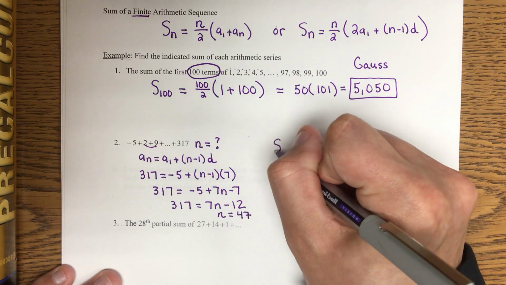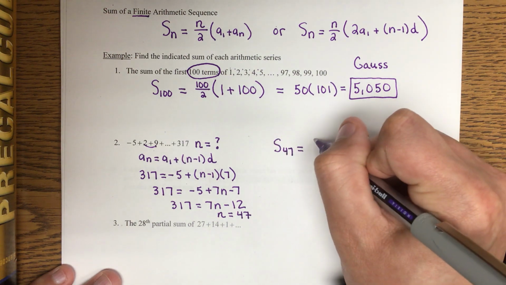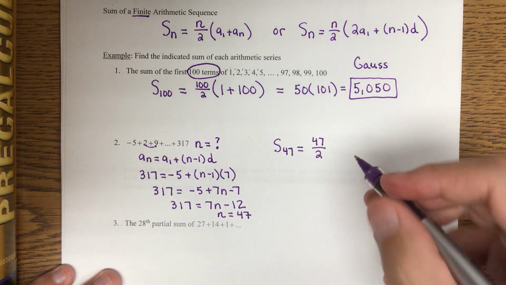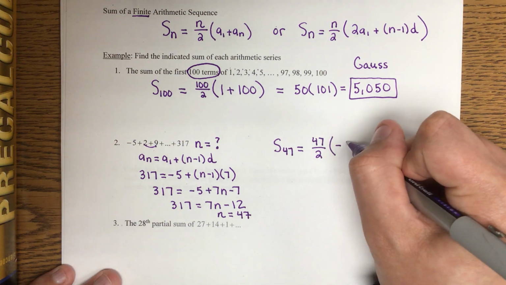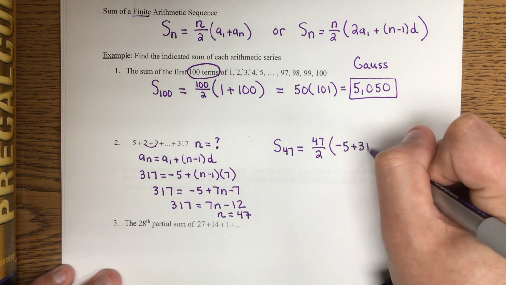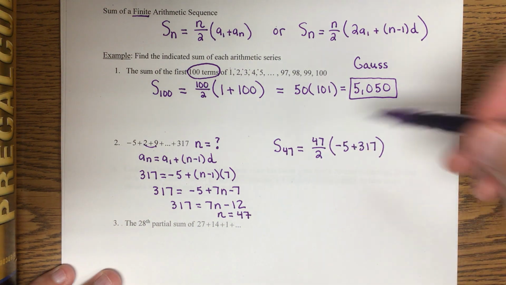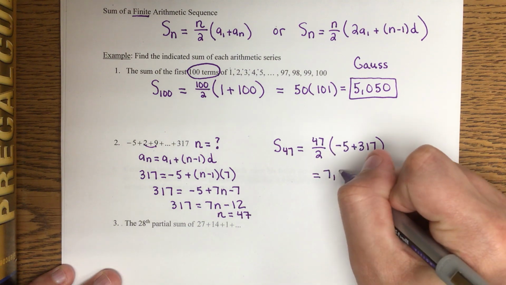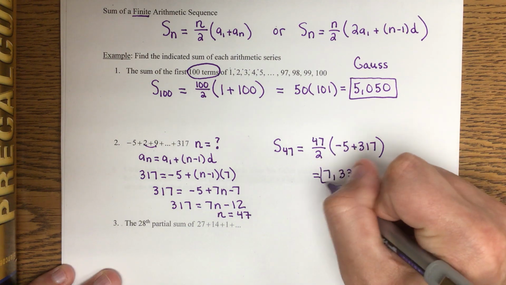Now that I know that it's 47, I'm going to take 47 divided by 2, and then I'm going to multiply the first term plus the last term. And now it's a lot easier because I have that 47. If you do that, that is 7,332. That is your sum.